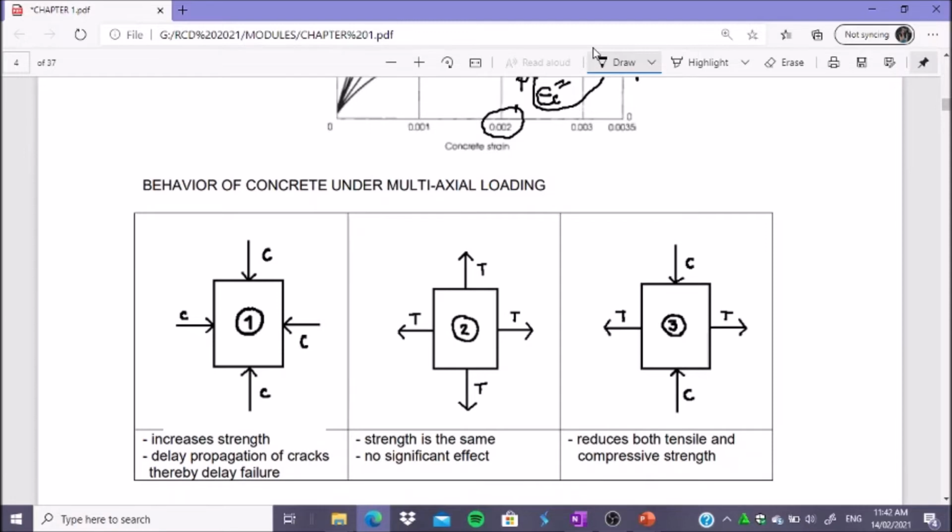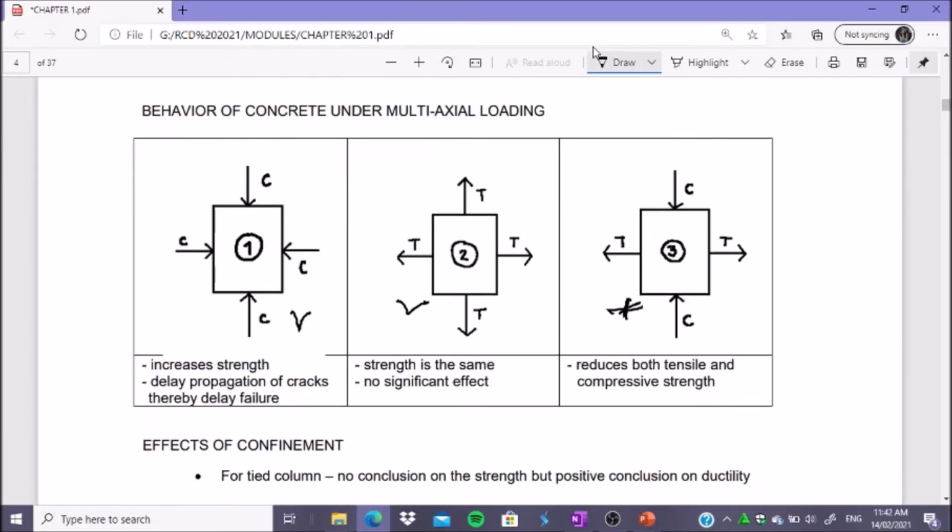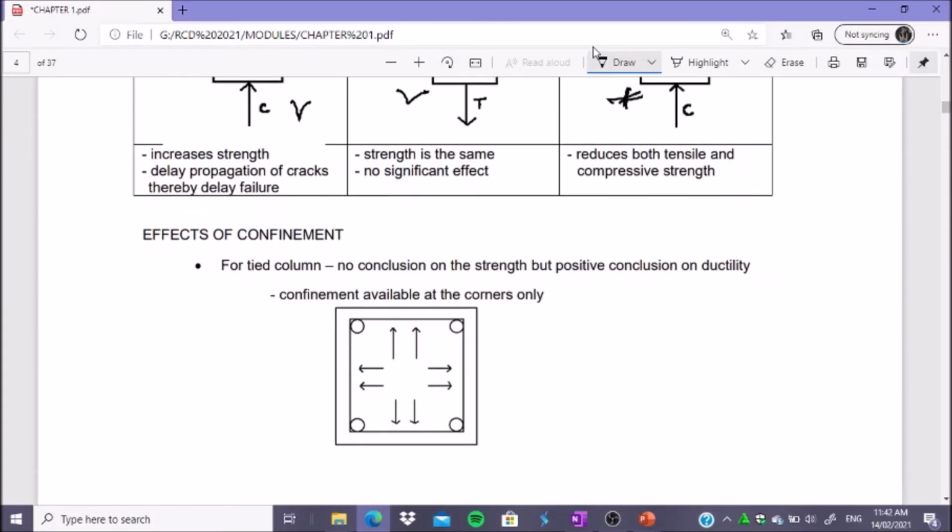But if it is compressed and subject to tension on the lateral, it reduces both tensile and compressive strength. Okay, so medyo important ito, significant ito kasi mag-reduce yung both the tensile and the compressive strength of concrete. Unlike here, ito subject to tension lahat, walang pagbabago, walang effect. Dito naman na-increase yung strength. Okay. So kasi yung concrete talaga is best in compression, in tension weak, very weak.